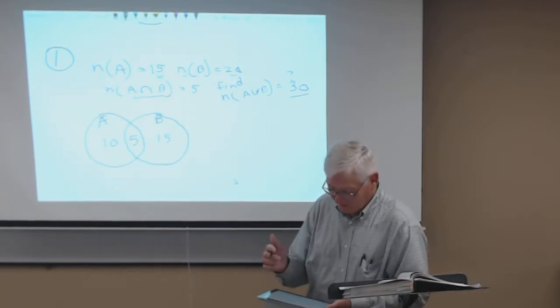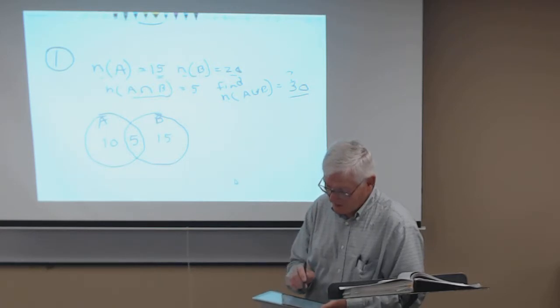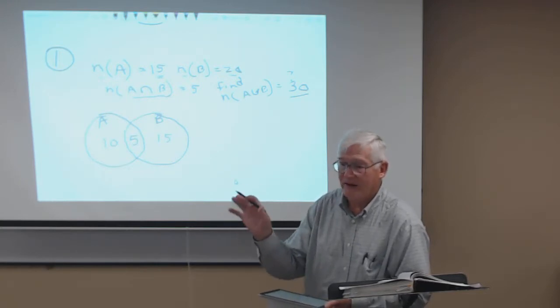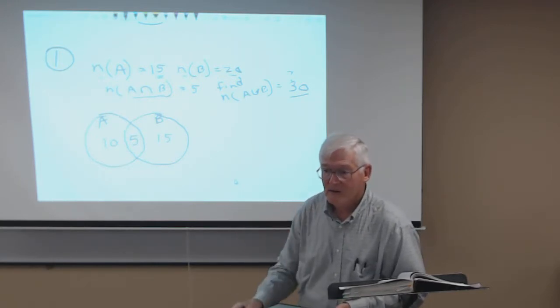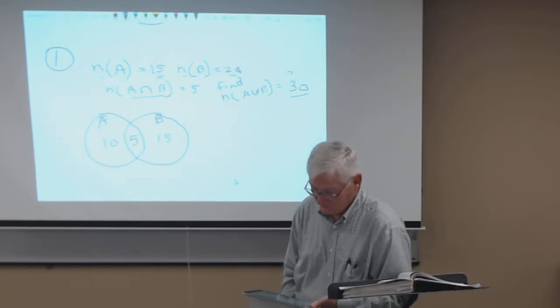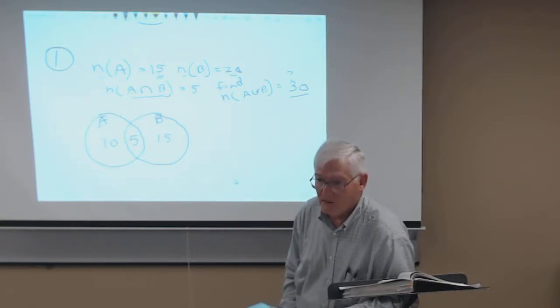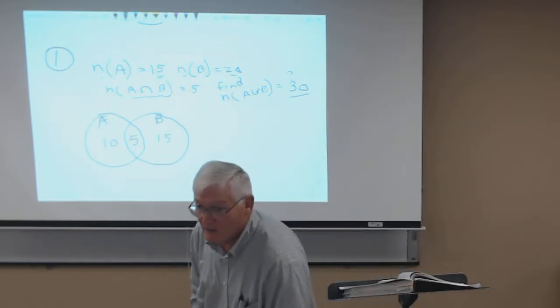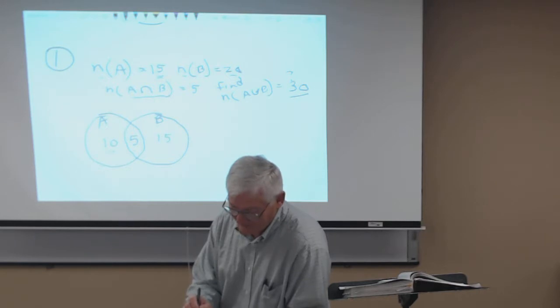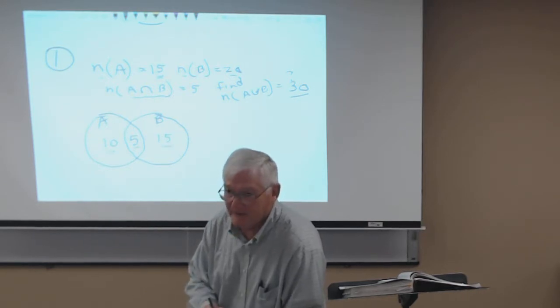No matter what, there are 1, 2, 3, 4 pieces of information. They'll give you 3 of them, and you find the 4th one. So, if you have your 5 in there, and you took it from each side, why would it be 30? Why would it be 30? What's 10 plus 5 plus 15?